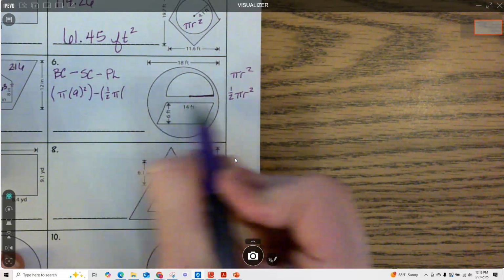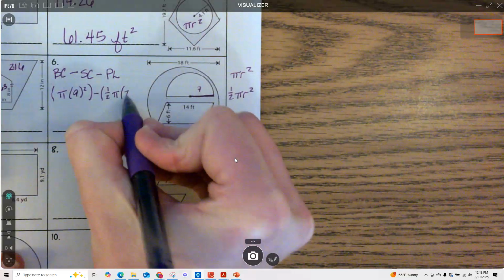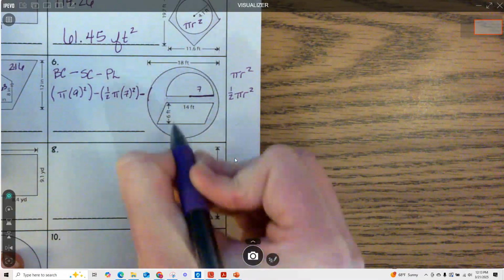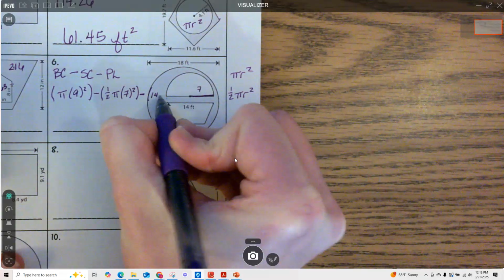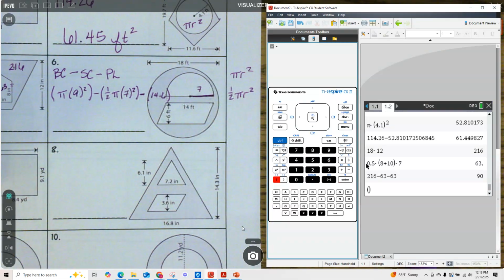Half of 14. Half of 14, because from here to here is 14, and this lines up. So 7. And then subtract the parallelogram, which is just base times height. I did it that way, so instead of trying to do all the decimals, I can type all this in at once.